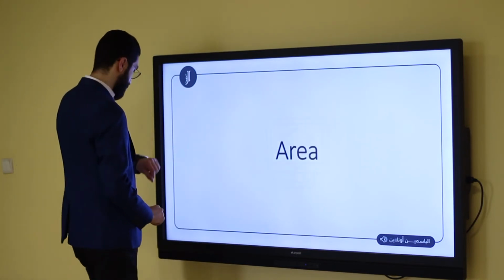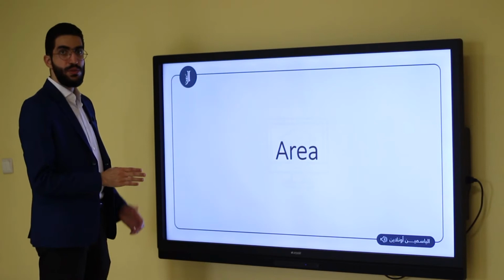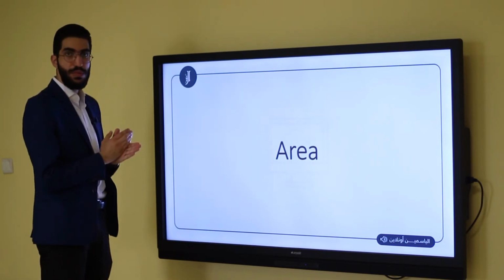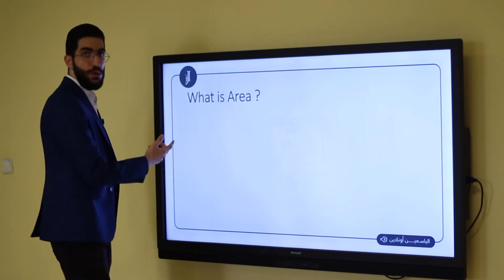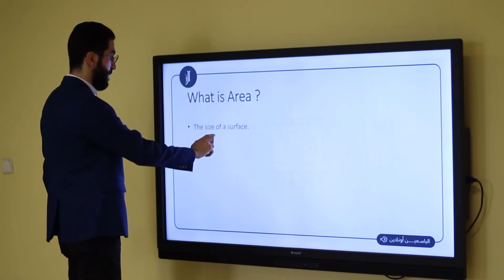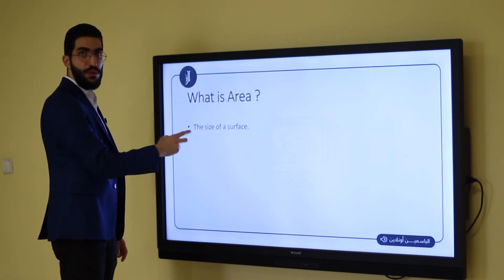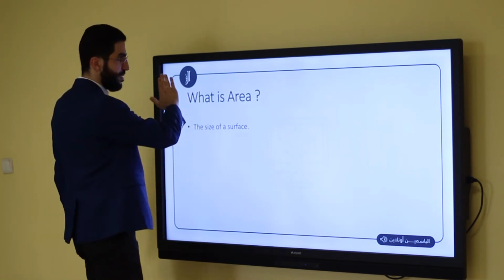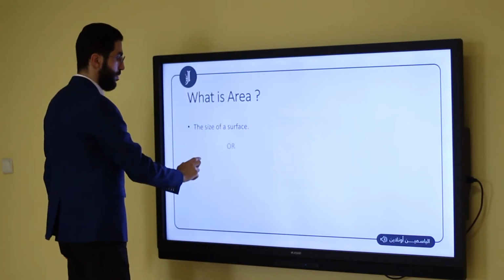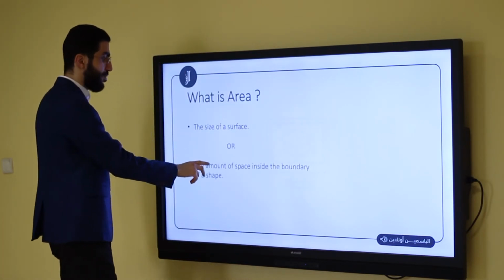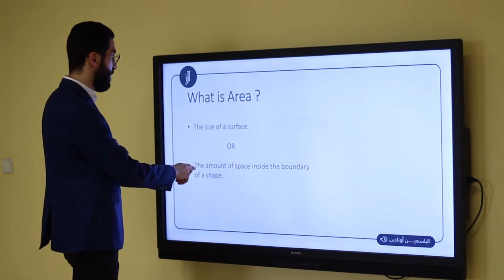Okay, so now we have the area. After we learned how to find the perimeter, now we need to find the area, which is very important. So first, what is area? It can be the size of a surface. For example, what's the size, like the surface area of this screen? Or the amount of space inside the boundary of a shape.